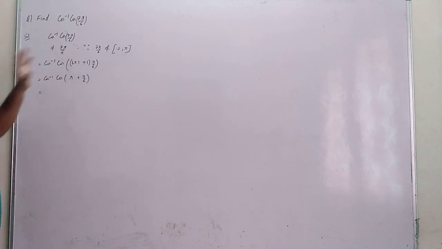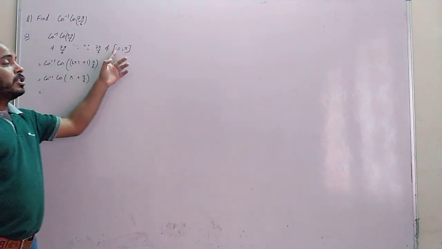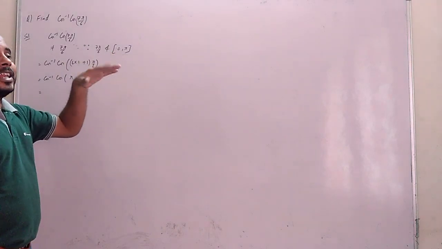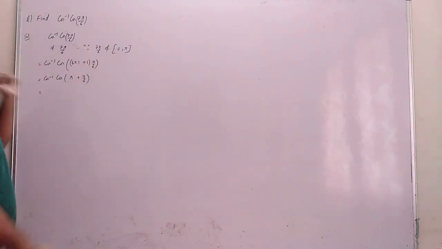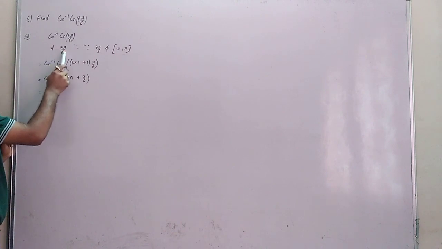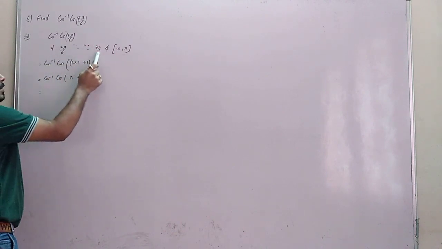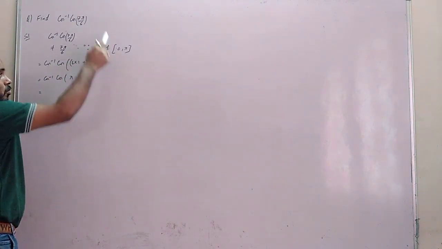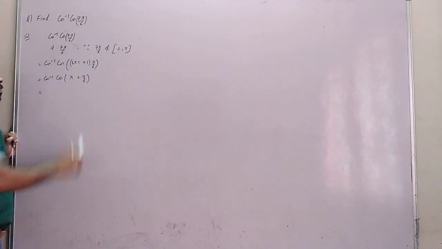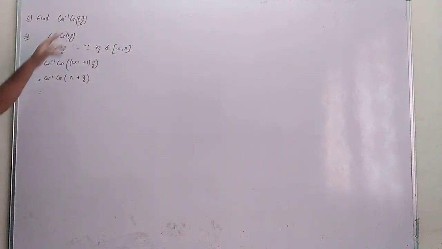So what is pi by 6? 30. 7 into 30, 210. What is the range? 0 to 180. So 210 exceeds 0 to 180. That's what I'm writing. Not equal to 7 pi by 6, since 7 pi by 6 doesn't belong to 0 to pi. That is what you have to do. You have to break this angle further. Okay, so let's break it.